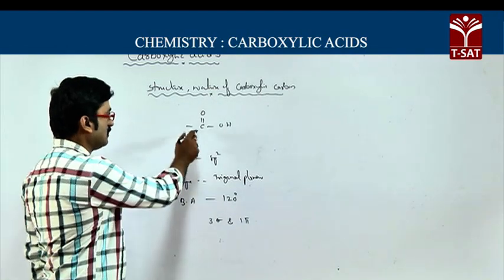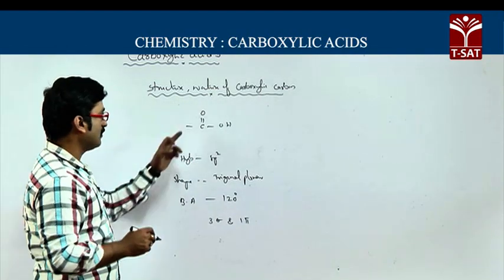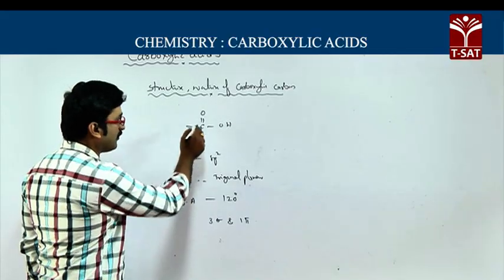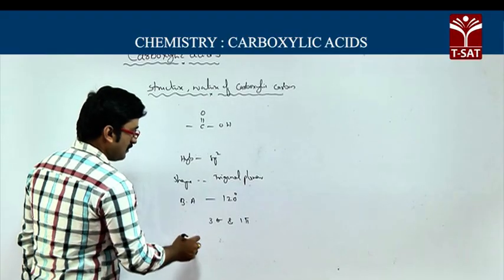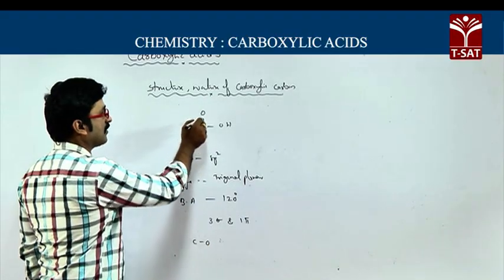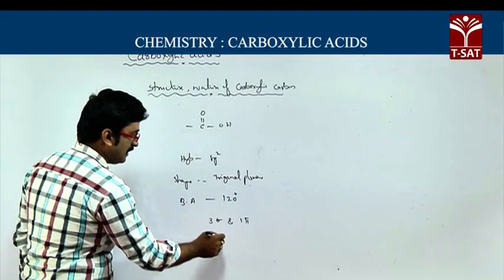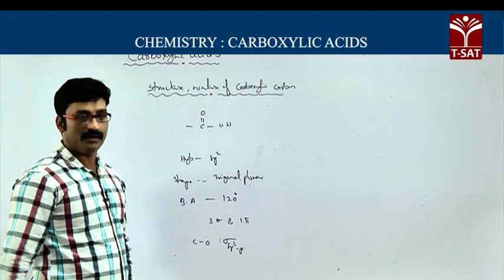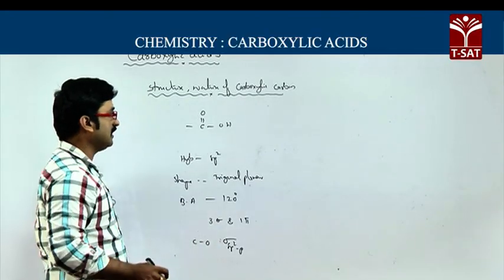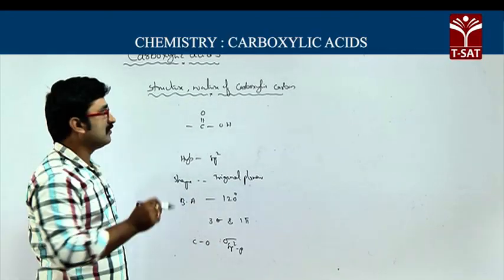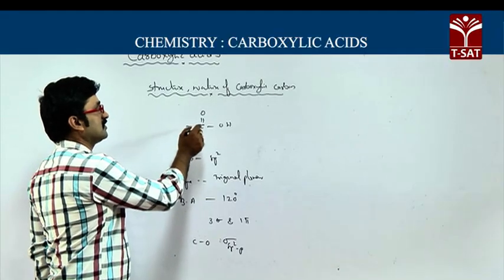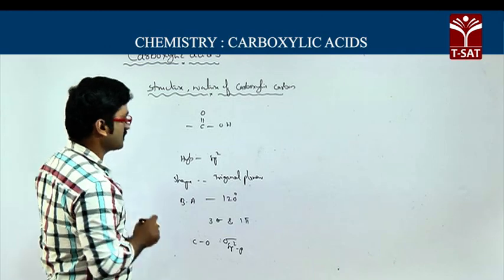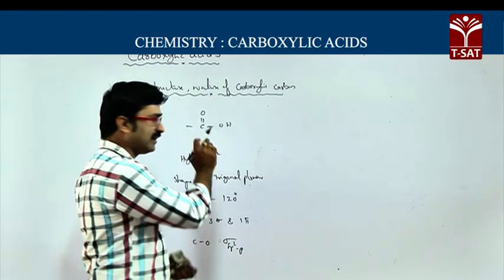Okay, it is surrounded by 3 sigma and 1 pi bond, and the type of overlapping involved in the formation of the sigma bond between this carbon and oxygen is sigma sp2-p. Okay, sigma sp2-p is the type of overlapping involved in the formation of the sigma bond between carbon and this oxygen. Okay. Now the next, we will go for its nature.